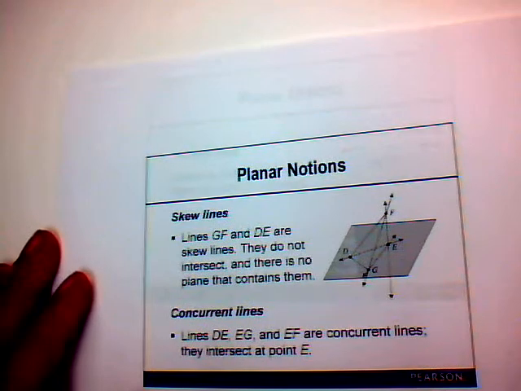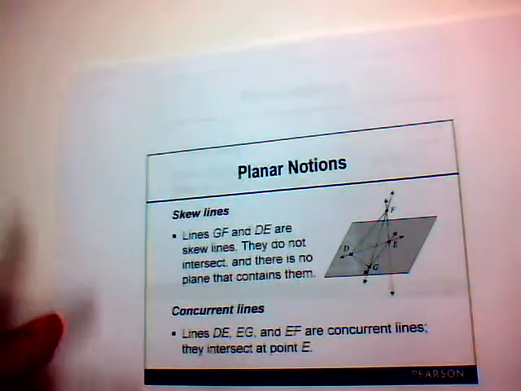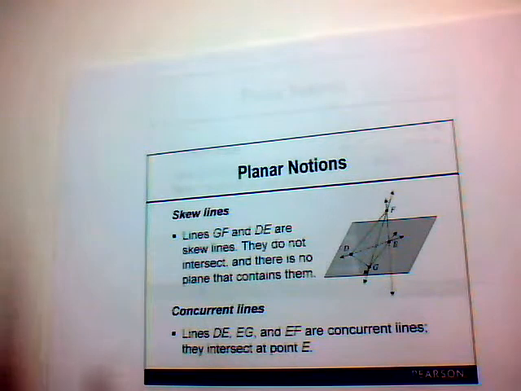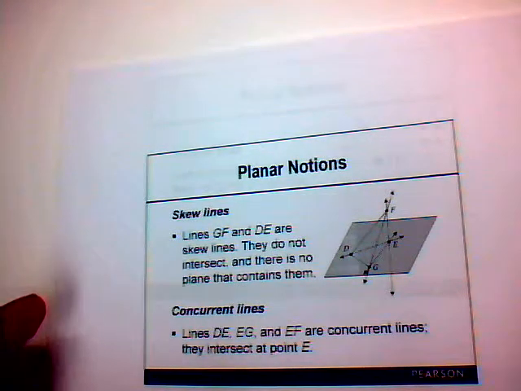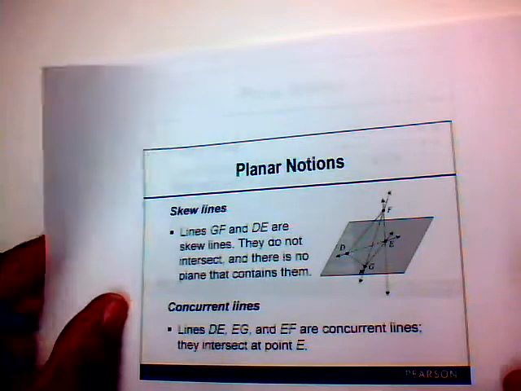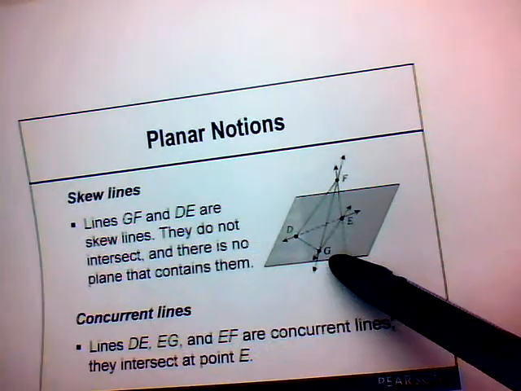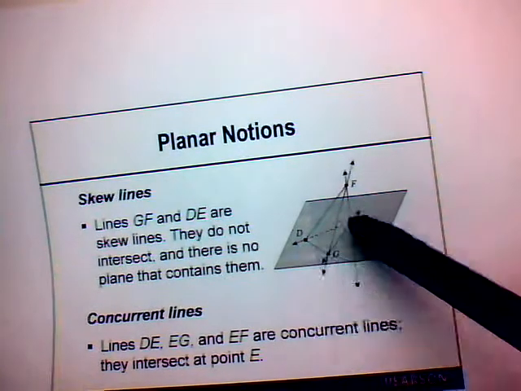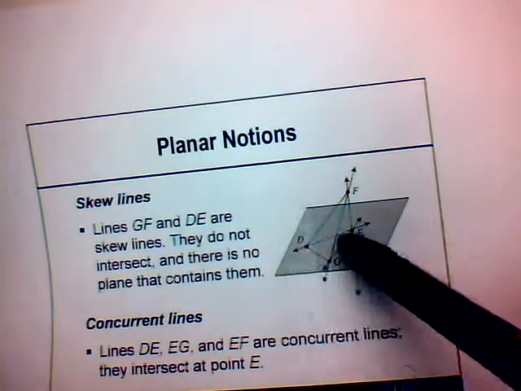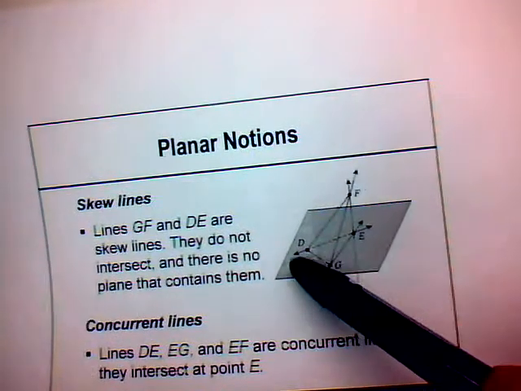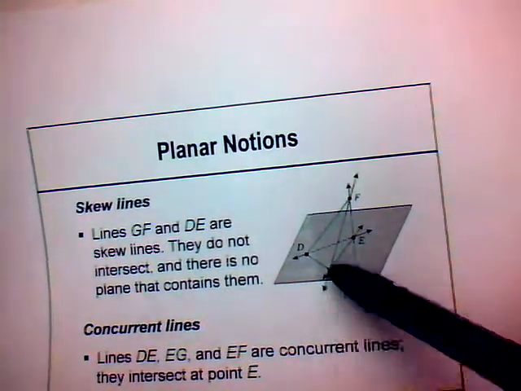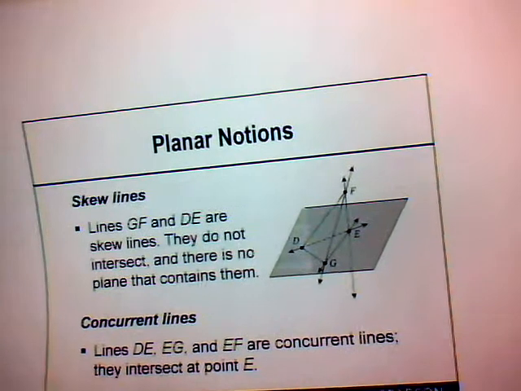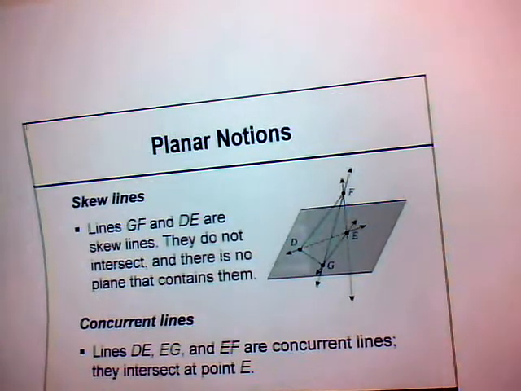Also, we have skew lines. Skew lines are two lines that do not intersect, and there is no plane that contains them. In other words, they don't intersect and are not in the same plane, like lines GF and DE. Here's GF up here. DE is on this gray plane right here. Those two lines are in two different planes. They don't intersect and they're not in the same plane.